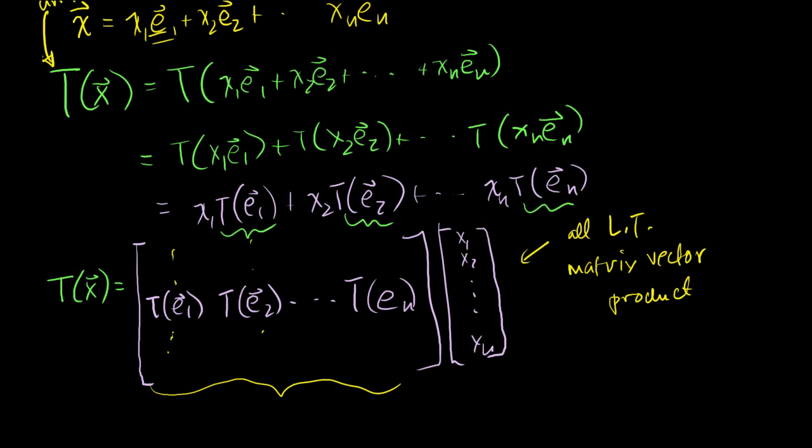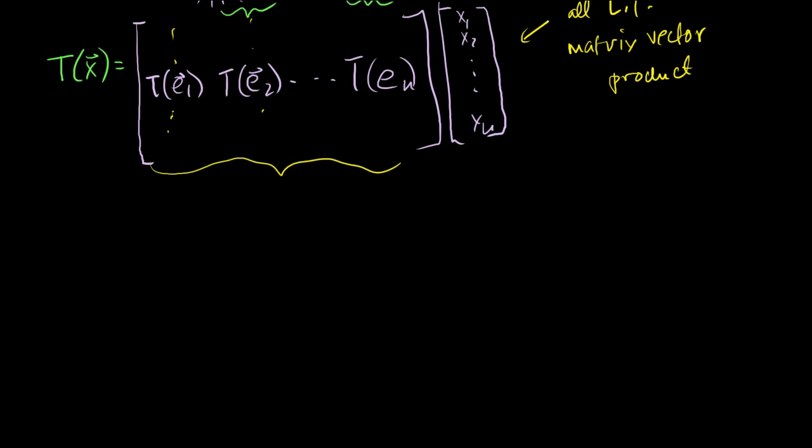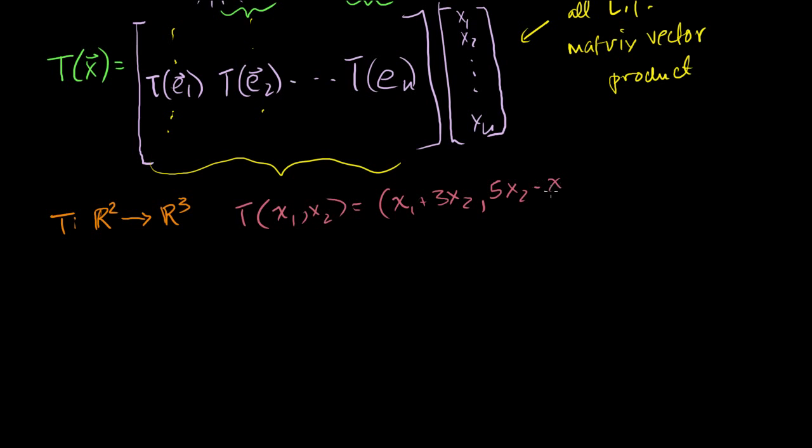Let me show you an example. And I think this is super neat. Let's say that I'm just going to make up some transformation. Let's say I have a transformation, and let's make it extra interesting, it's a mapping between R2 and R3. And let's say that T of x1, x2 is equal to, let's say the first entry is x1 plus 3x2. The second entry is 5x2 minus x1. And let's say the third entry is 4x1 plus x2.